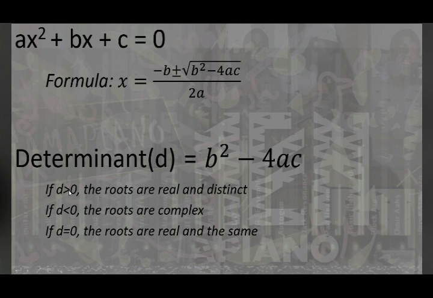In other words, if the determinant is greater than 0, the roots are real and distinct. We won't have a negative under the root, so it will be a number whose root we can find, and it will be a real number. Then if the determinant is less than 0, it will be a negative number, so we'll be forced to use an imaginary root. So that's where the complex number comes in. So if the determinant is less than 0, the roots are complex. And then if the determinant is equal to 0, the roots are real and they are the same.